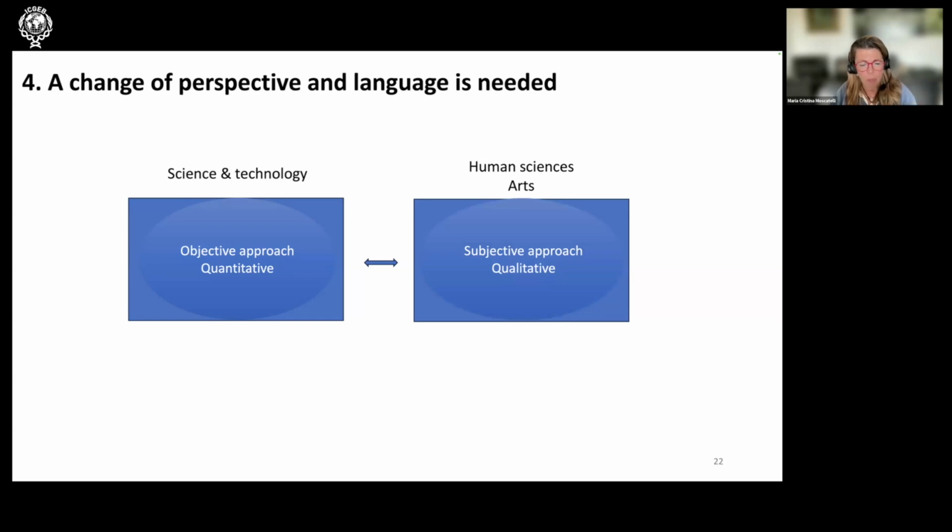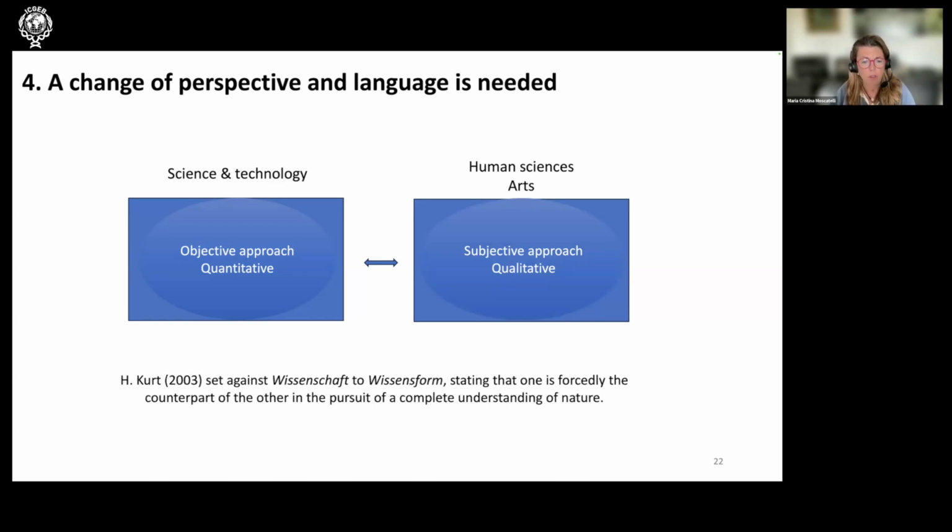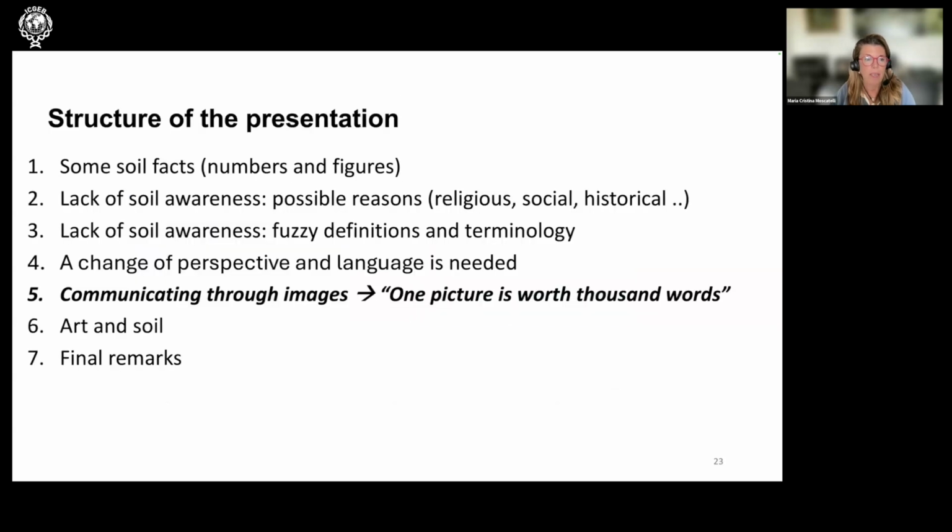And these two approaches have also been indicated by this German scientist, researcher, Kurt, who presented this nice play on words between Wissenschaft and Wissenform. So the production of knowledge and the form of knowledge. So if science produces knowledge, human sciences and arts give form to the knowledge. And this is necessary when we want to understand nature.